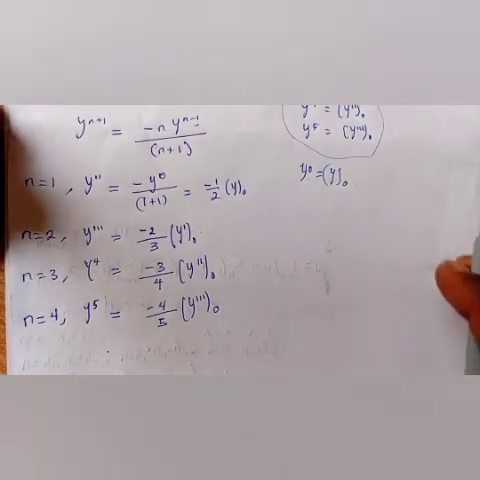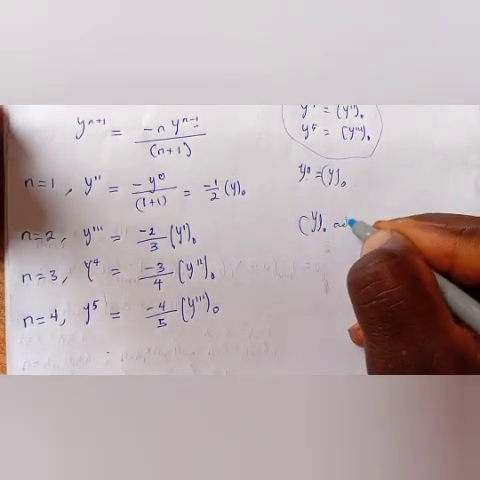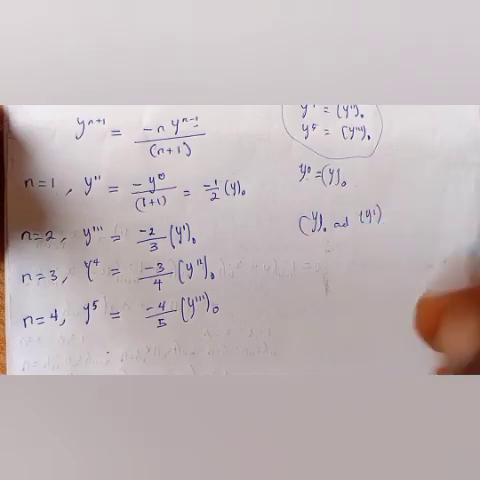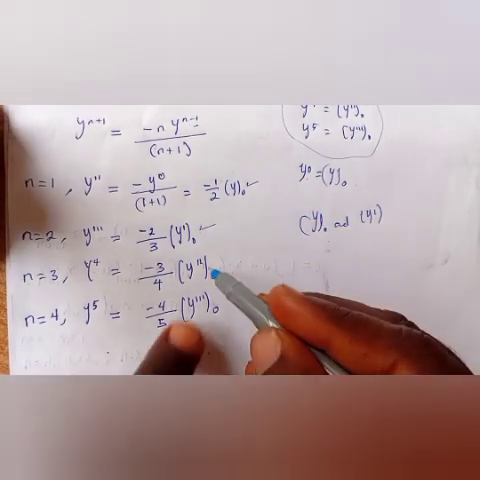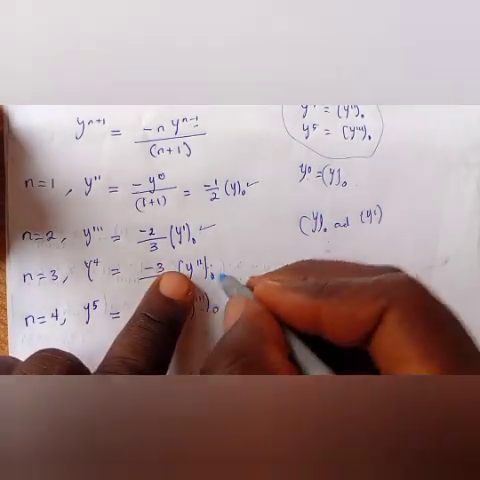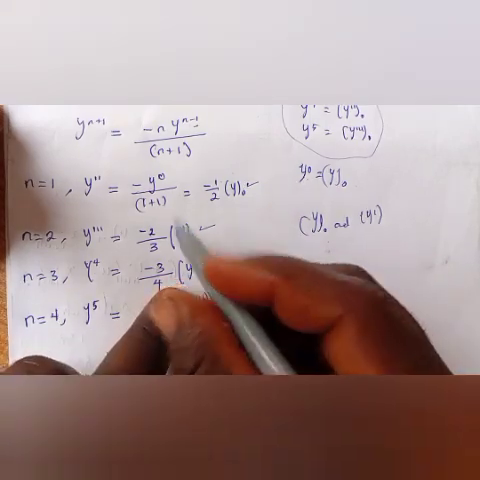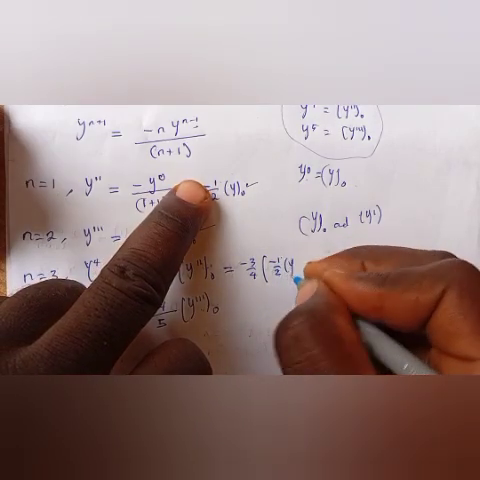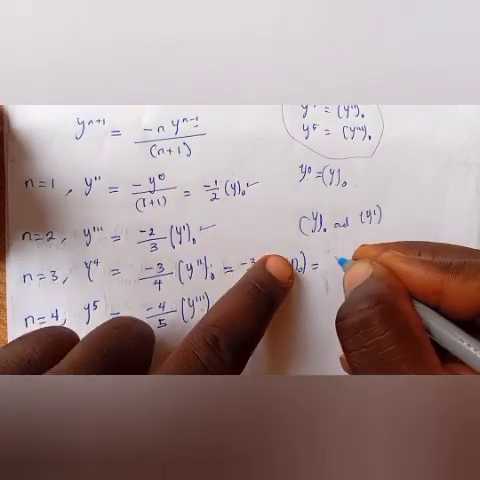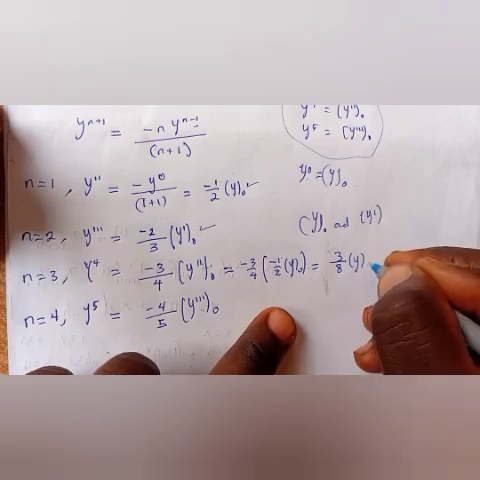Now, the next step is to make everything in terms of y naught and y1. So we have to convert everything to y naught and y1. This one is y naught, this one is y1. So we need to change these two. I'm going to have minus 3 over 4 multiplied by our y2. If we go back, our y2 is minus 1 over 2 y naught, which is going to give us 3 over 8. So we're going to have 3 over 8 y naught.